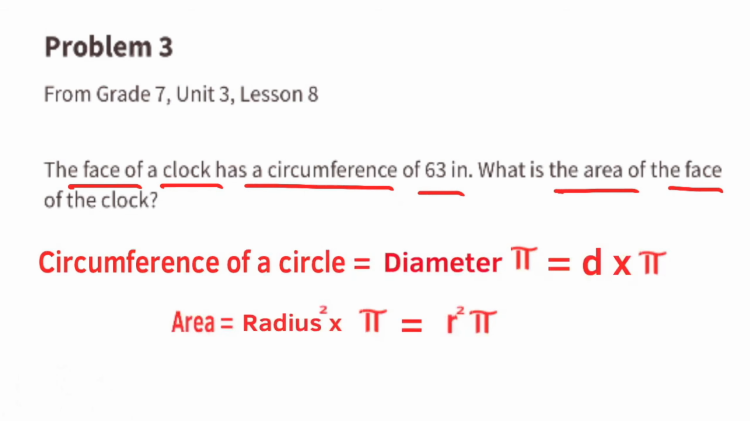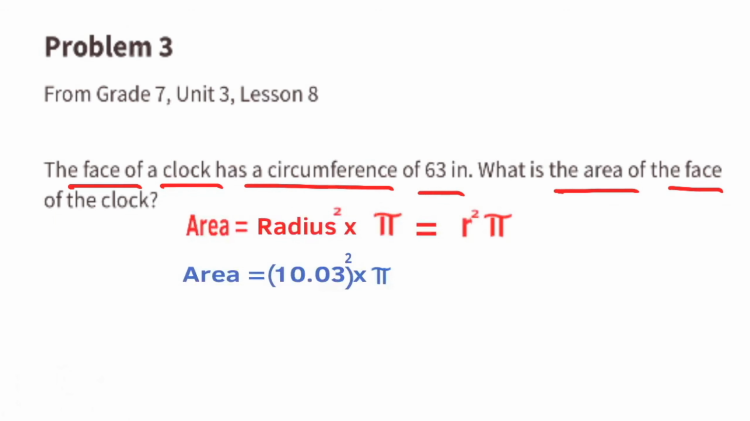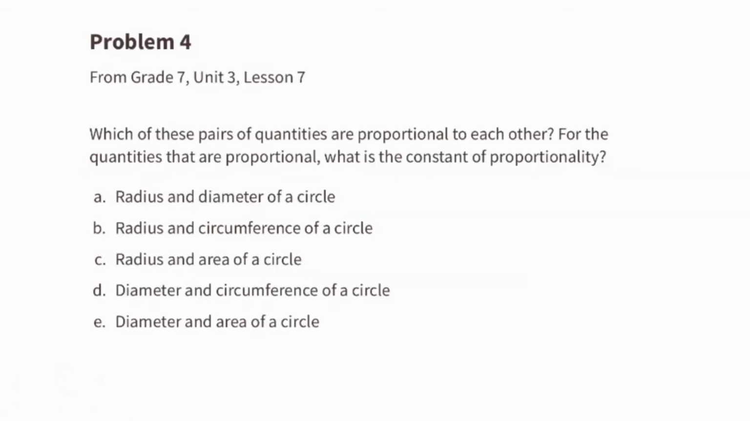To help us find the area of the face of the clock, we can substitute the r with 10.03 inches. The area is 10.03 squared times pi. The area of the face of the clock is approximately 315.89 inches squared.